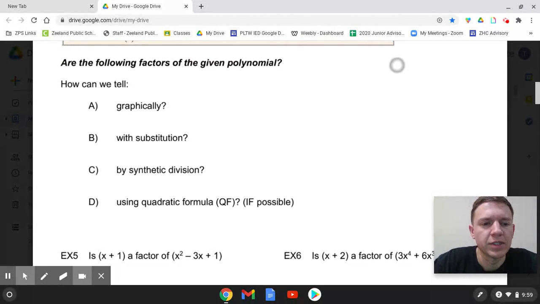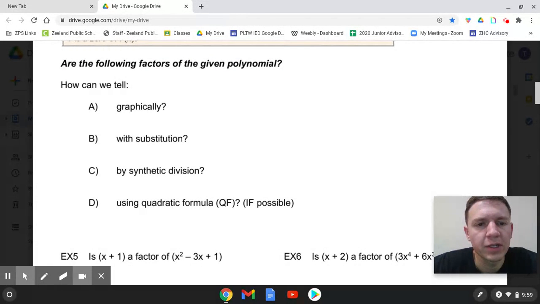All right, the directions for these examples at the bottom say, are the following factors of the given polynomial? So look at example 5. It says, is x plus 1 a factor of x squared minus 3x plus 1? Well, there's a bunch of ways to find out. We can graph x squared minus 3x plus 1 and see where it crosses the x-axis. We can use substitution, which is a fancy way of just saying plug it in. And that's what I'm going to do with these bottom ones because it's the easiest. We'll do some more of the other stuff later.